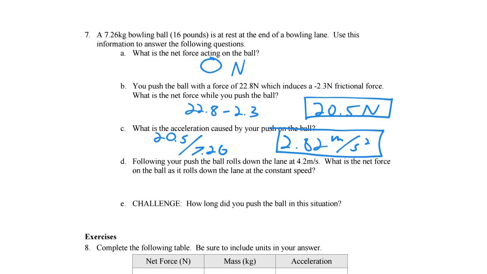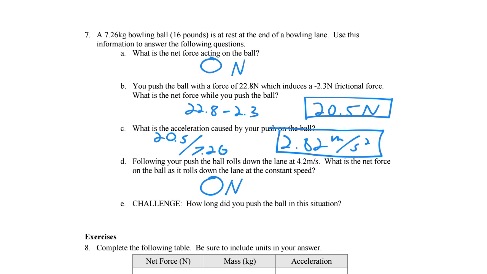All right, following your push, the ball rolls down the lane at 4.2 meters per second. What is the net force on the ball as it rolls down the lane at constant speed? Another kind of tricky question. That's another 0 newtons because it's the constant speed. How long did you push the ball in this situation?